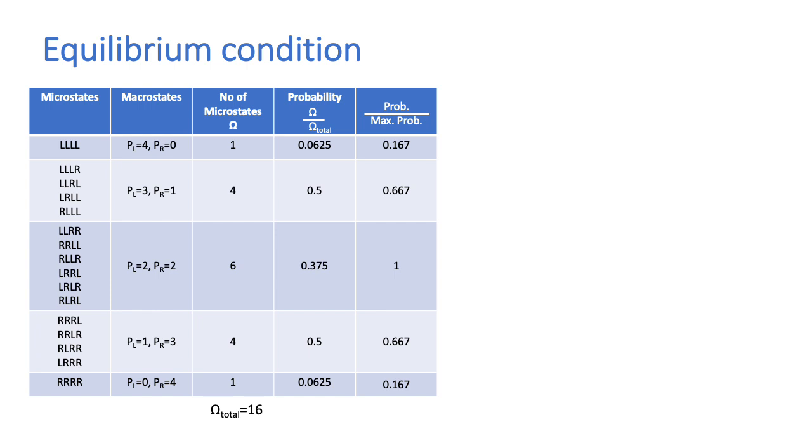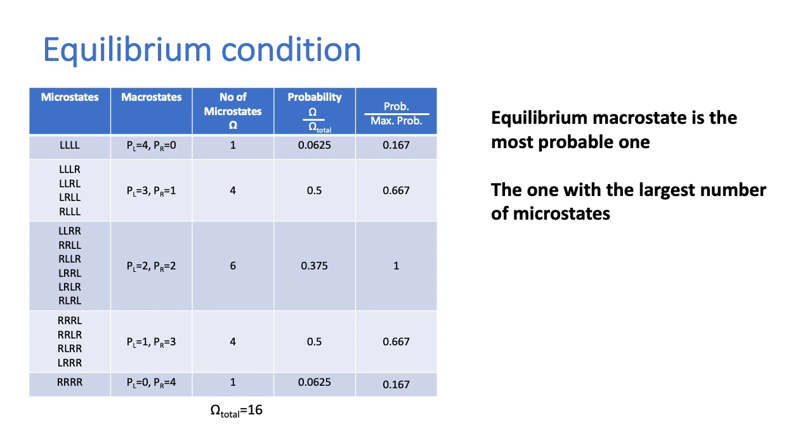So if we go back to our table where we had 4 particles, then we can say that the equilibrium macrostate is the most probable one. So that would be the one with the largest number of microstates. And so let's call that omega equilibrium. So for 4 particles, omega equilibrium would be 6, and omega total would be 16. So the probability is that we would see it in a state where we have half the particles on the left and half the particles on the right.